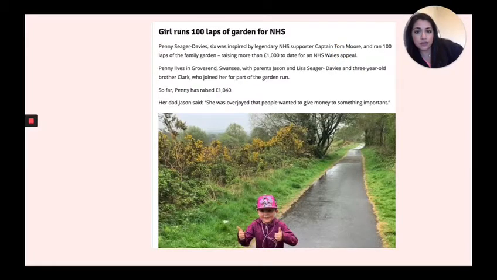This little girl has raised lots of money for the NHS by running around her garden.